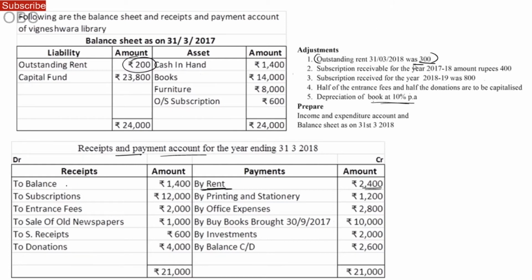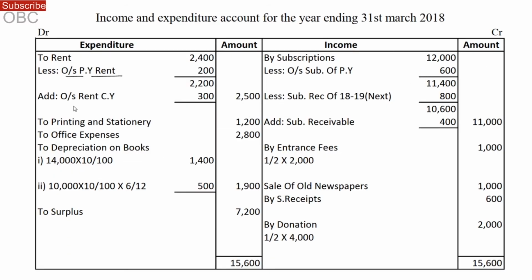So what you have to do, come back to the income and expenditure account, add outstanding current year on 31st March 2018, that is 300 rupees. So total 2,500 rupees. You may ask why you added this year adjustment and why you subtracted last year outstanding adjustment. Both are outstanding, but that belongs to last year, 300 belongs to this year. In income and expenditure account, I said so many times, you should only enter the current year expenses or income. You should not consider any advances or any outstanding rent which belongs to last year or the next year.